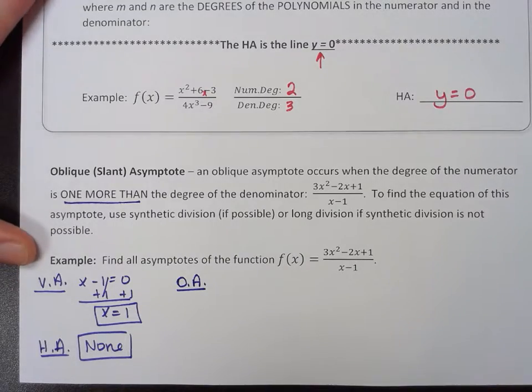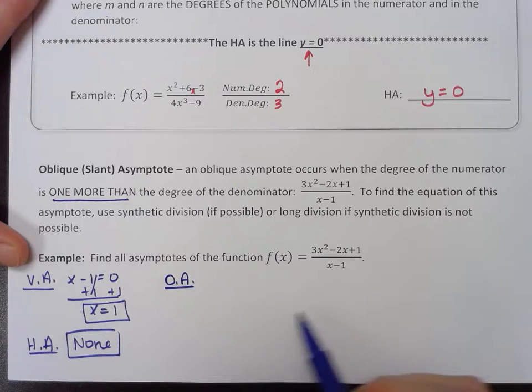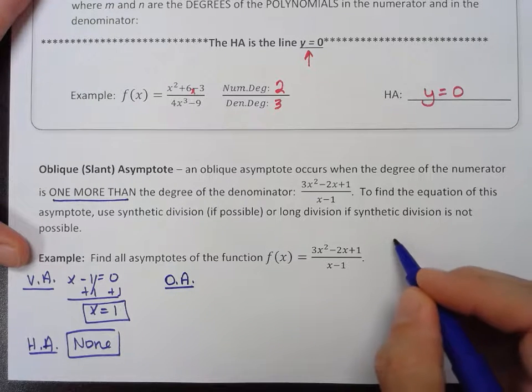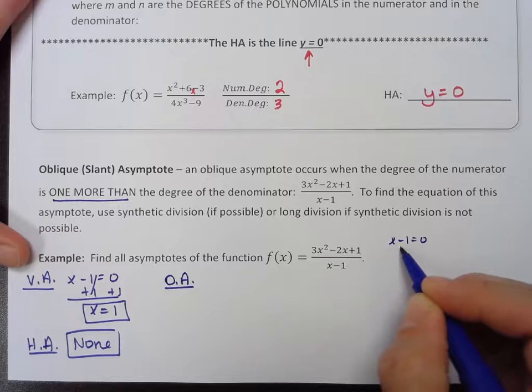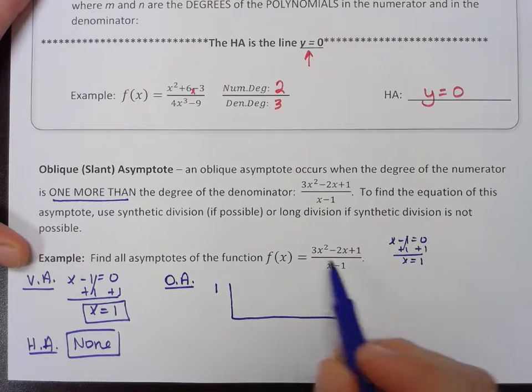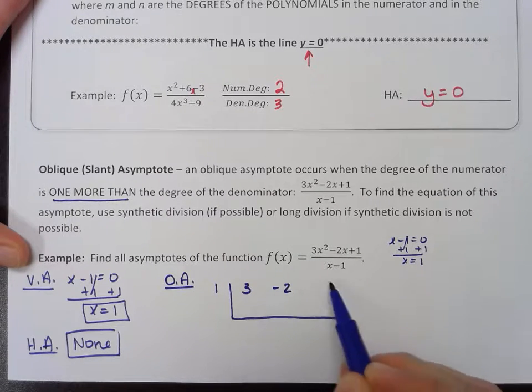And to find it, we need to do long division. So we could do x minus 1 divided into all this, or since this coefficient is 1, we could do synthetic division. Remember, we do this to find out what to put on the outside. We put 3, negative 2, 1 on the inside.